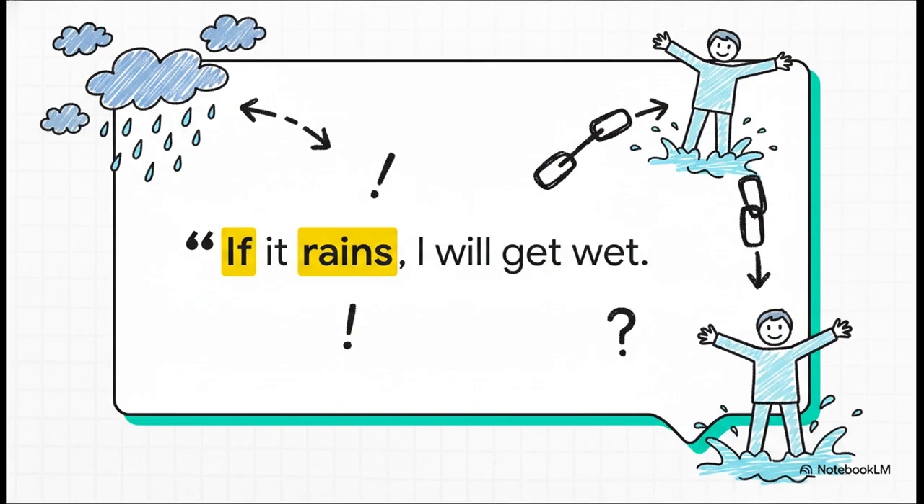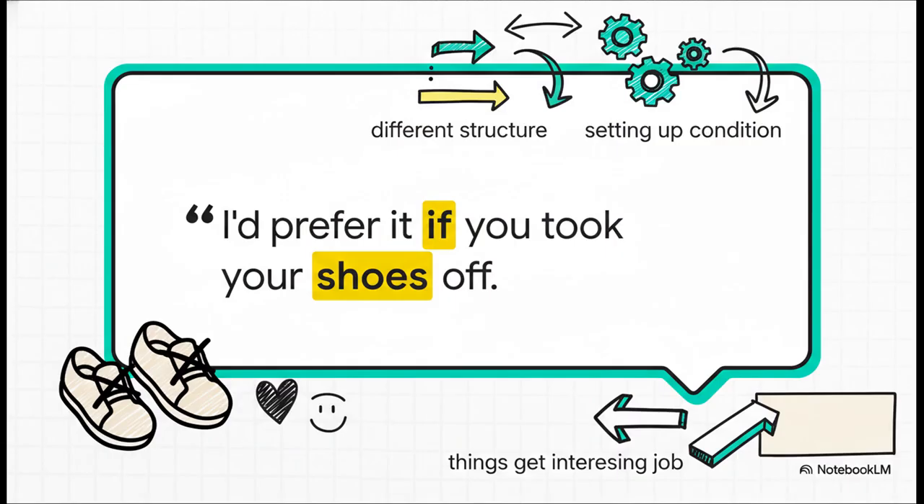Simple, right? Here's another one, just with a slightly different structure. The condition is, you took your shoes off, and the result is, my preference being met. It's still all about setting up that condition, just showing how flexible it is. So far, so good. But this is where things start to get really interesting. Let's move on to its second job.